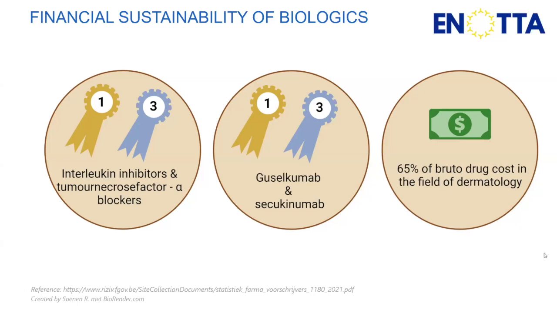Here we can see that the first and the third place are taken by the interleukin inhibitors and the tumor necrosis factor blockers. If we look more specifically, the number one in money spent is guselkumab, and then at the third place secukinumab. The budget that the dermatologists spent in Belgium for 1 year was 65% of the gross money that was spent in dermatology in general. So this is more than 100 million euros that's spent for prescribing the interleukin 17 and 23 and TNF alpha blockers.